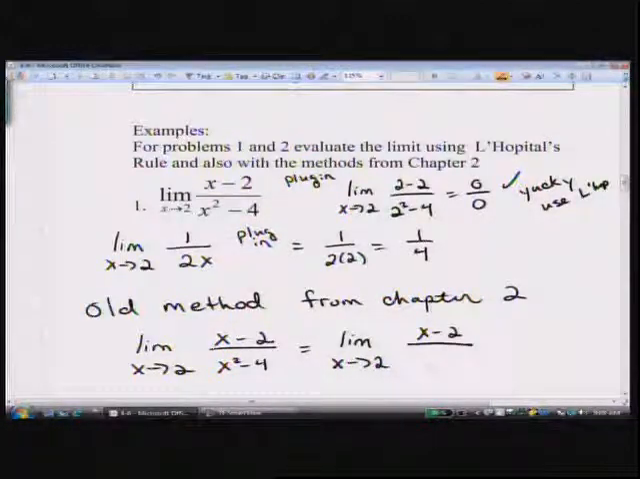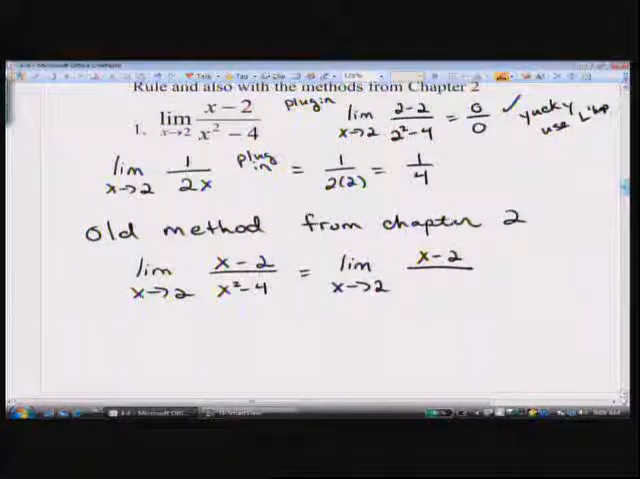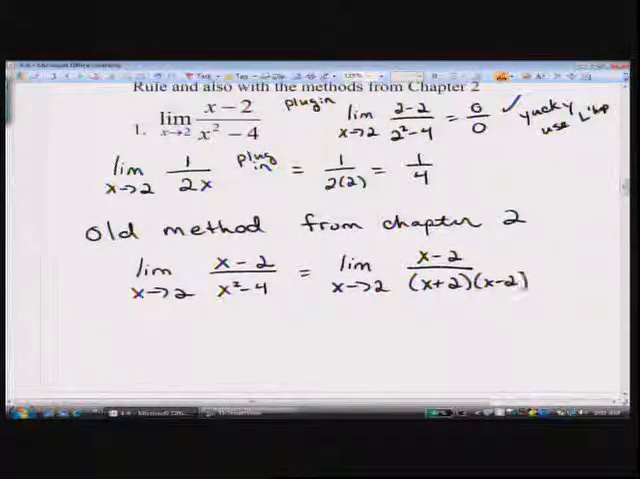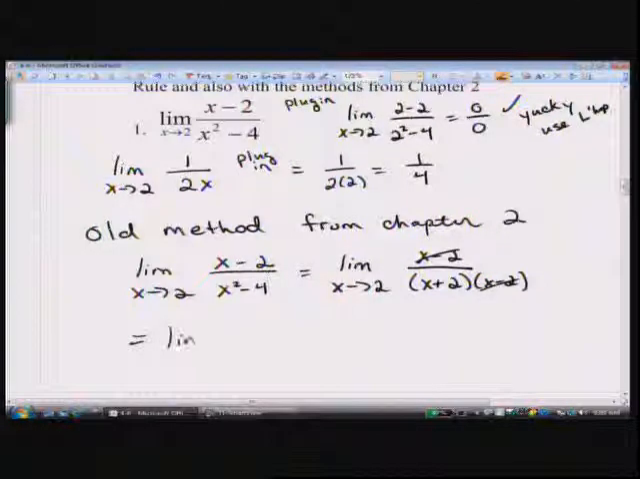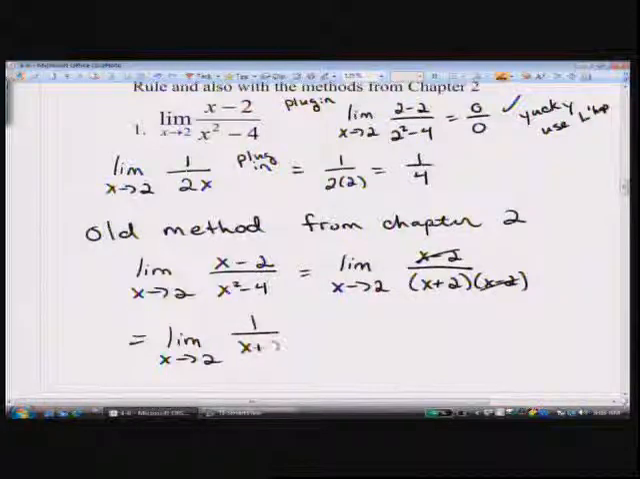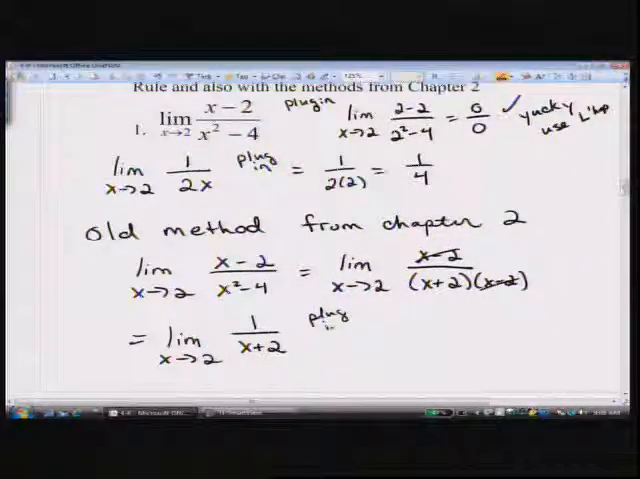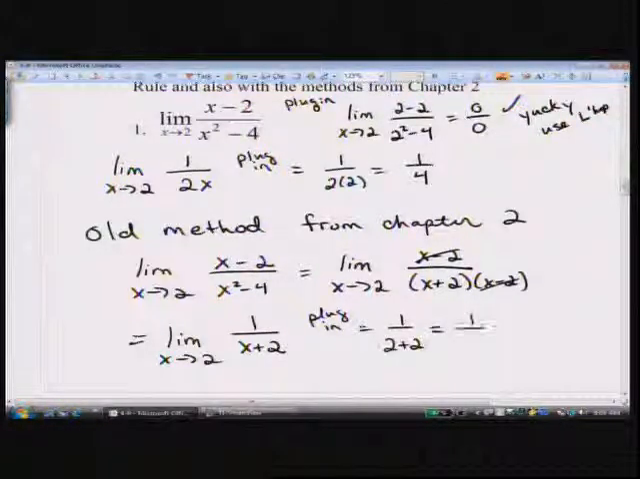Factor. Yeah, me too. I would want to factor it. So I would write this as x plus 2 times x minus 2. Are y'all with me? And then what happens? Cancel. The x minus 2's cancel. So you have the limit as x approaches 2 of 1 over x plus 2, right? Now we do a plug-in, and we get 1 over 2 plus 2, also known as 1/4.